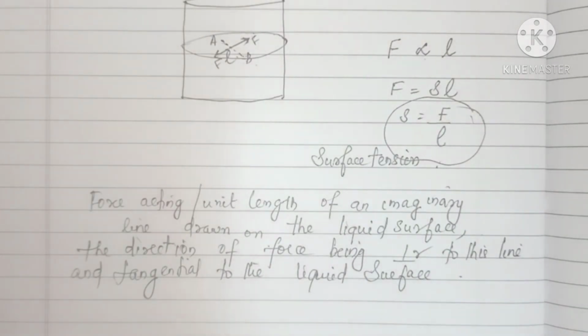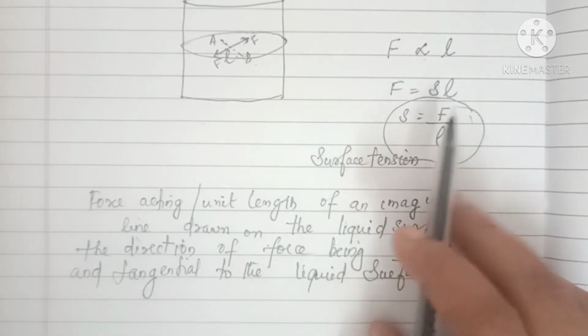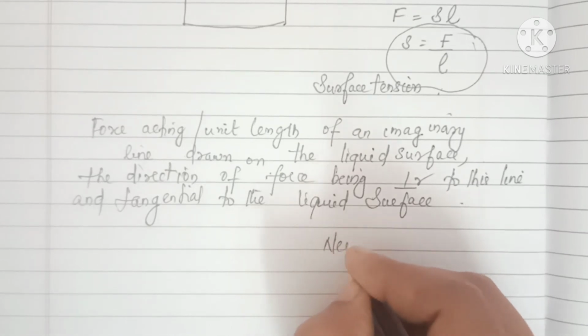So it is denoted by the letter S, and surface tension is a scalar quantity. Understood? Surface tension is a scalar quantity. Now what about the unit? From the equation you know S equal to F by L. The force has the unit Newton and L has the unit meter. So the unit of surface tension is taken as Newton per meter.